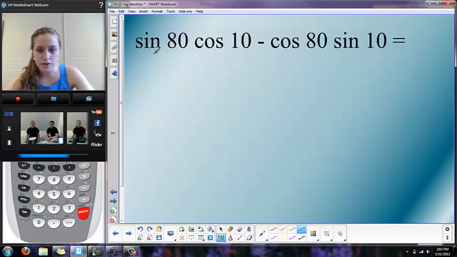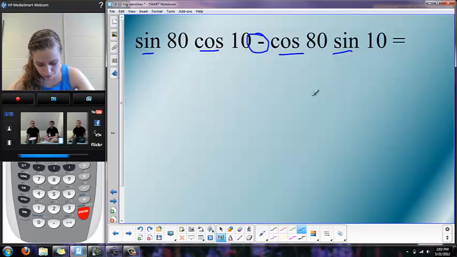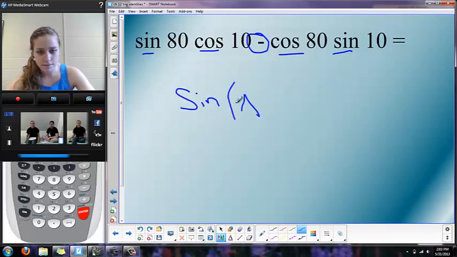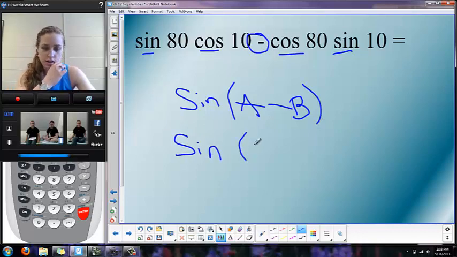Another one. This time our pattern goes sine, cosine, minus cosine, sine. So sine, cosine, minus cosine, sine is sine of a minus b. My a is 80 and my b is 10. So this is sine of 70 degrees.